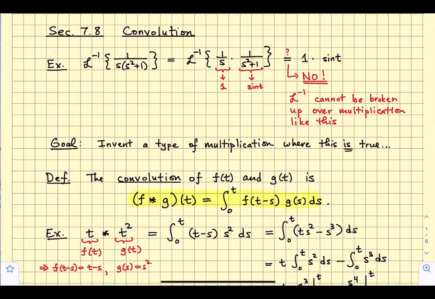And the moral of the story here is that the inverse Laplace transform cannot be broken up over multiplication like this. We've seen the inverse transform distribute, in a sense, over addition and subtraction from linearity, but it's not multiplicative. You can't distribute this action over this multiplication. So the goal of this section is to invent or conjure up a type of function multiplication where this is true.